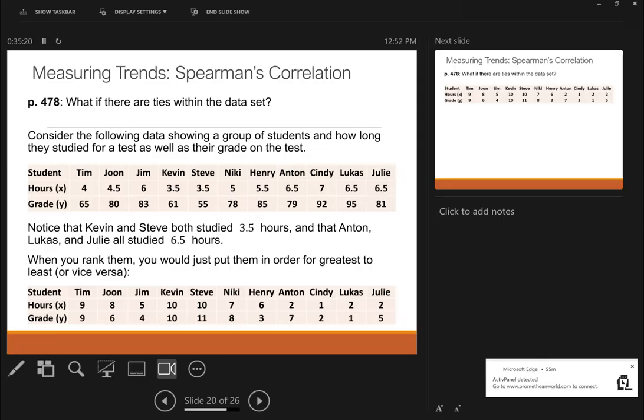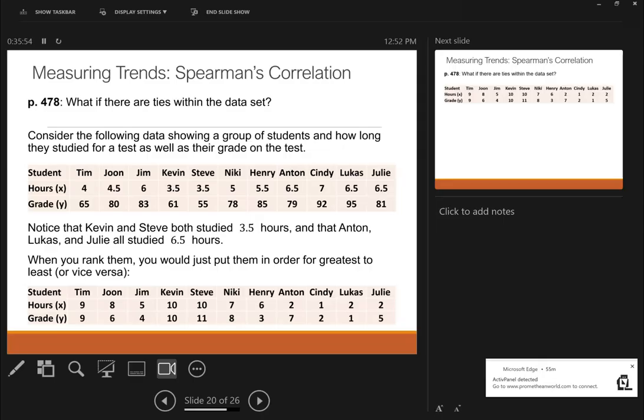Henry is 6 with 5.5 hours. Nikki is 7 with 5 hours. June is 8 with 4.5. Tim is 9 with 4 hours. And then we have another tie. Steve and Kevin are tied for 10th place. There are no ties in the grade category, so I don't have to worry about that.